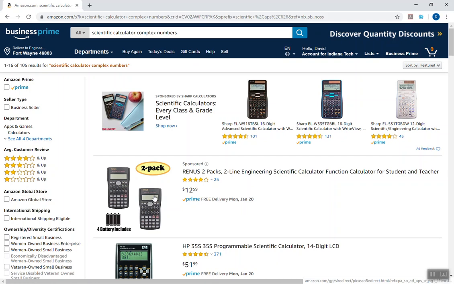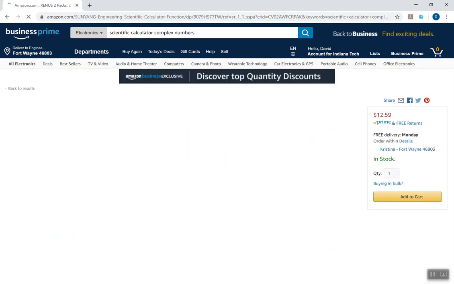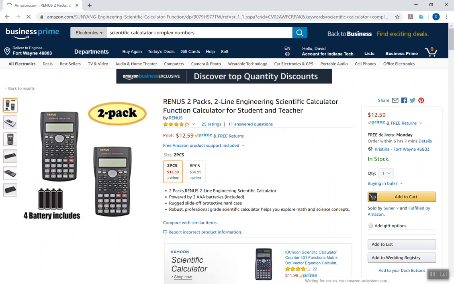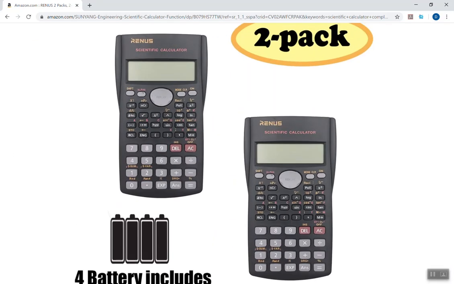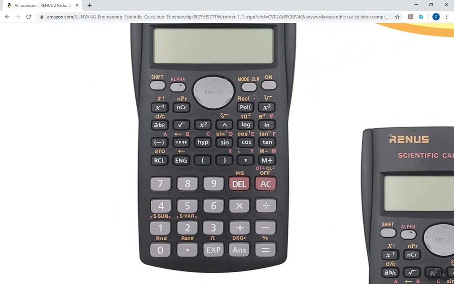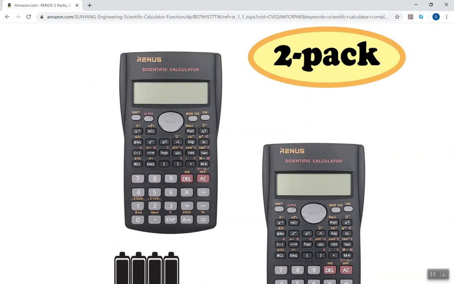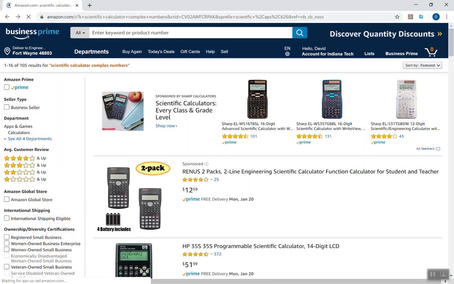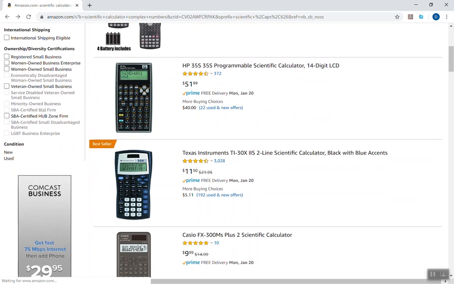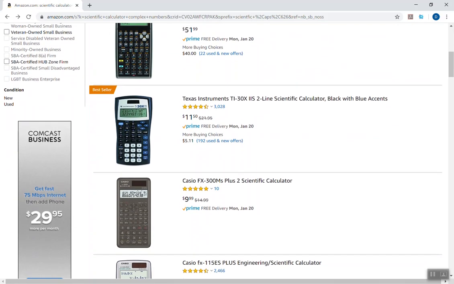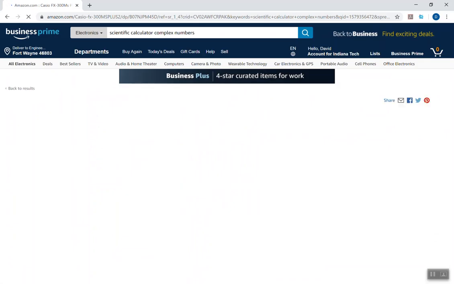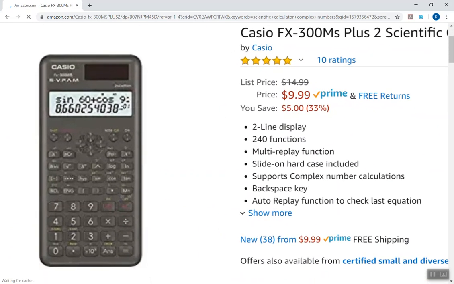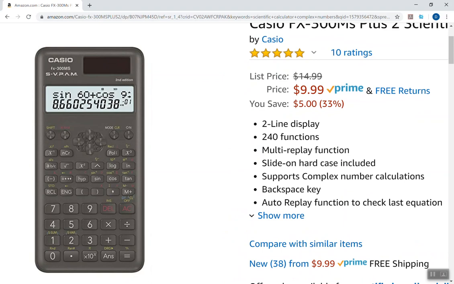So you might say, how do I know it's doing it? Well, here's a $12 one. What I like to do is look at the picture and then zoom in on the picture. And what you want to do is look for an i somewhere. You can also look at it in the description. You see, there's no i here, so this doesn't do complex numbers. So you wouldn't want to get that calculator. Now, there's a scientific programmable one here. Let's look at this Casio scientific, maybe. Supports complex number calculations right there.